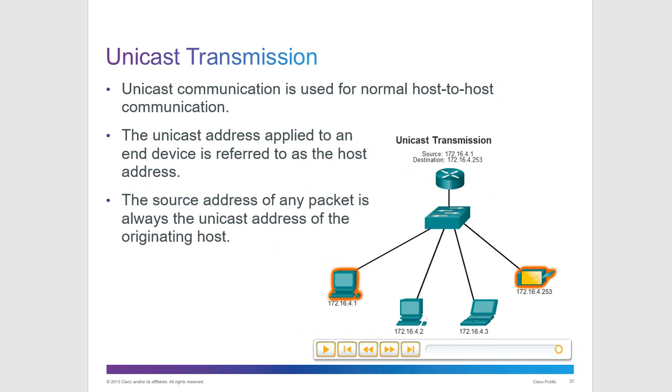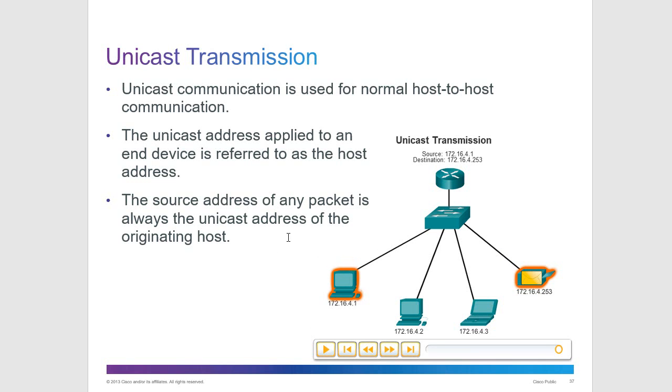Let's break it down a little bit again. Unicast is used for normal host-to-host communication. Sorry, my volume's raised a little bit, I will take it back down. The unicast address is applied to any device that's referred to as the host address. And the source address of any packet is always the unicast address of the originating host. So it's just a one-to-one communication. The source is the device sending, the destination is the destination device. That's pretty much all there is to it.